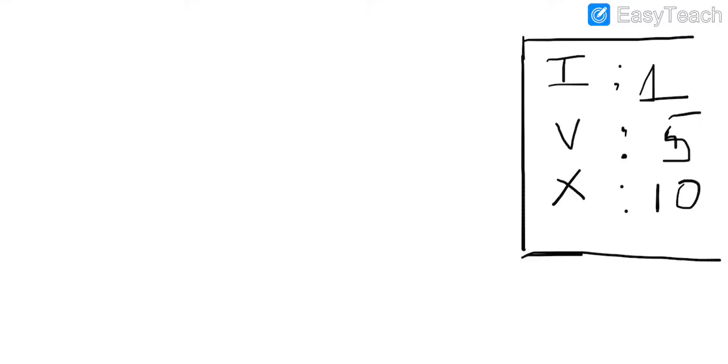To store the values of these Roman numerals like 1, 5, 10, we can make use of a dictionary. So in the dictionary, the character I is represented as 1, V as 5, X as 10, L as 50, C as 100, D as 500 and lastly M as 1000. So now let us write the pseudocode.